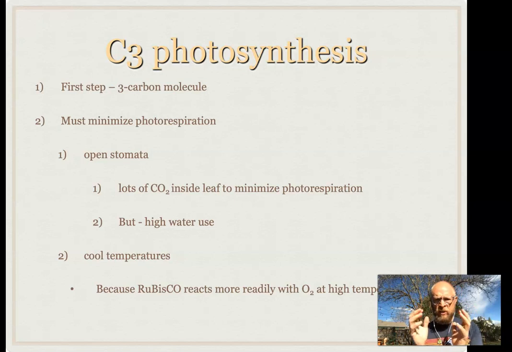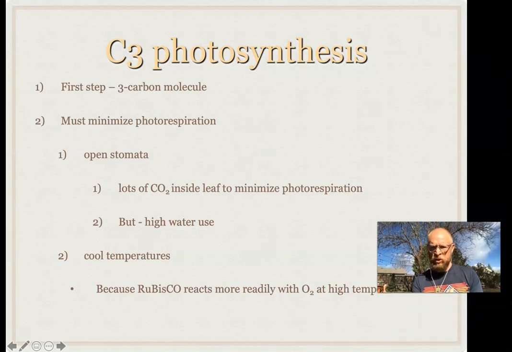In order to minimize that photorespiration, C3 plants need to have a steady supply of CO2 into that stomate. And so what they do is they keep their stomates wide open to get CO2 supply into the leaf, but then of course that allows water to leave at the same time. So C3 plants tend to use water at really high rates, and they also need to occur in cooler places.